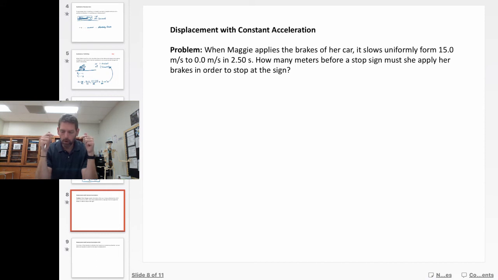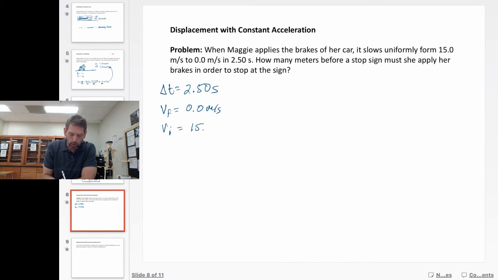It slows uniformly from, that should be from, not form. It's a typo. Sorry about that. From 15 meters per second to 0 meters per second in 2.5 seconds. All right, so delta t we've got is 2.50 seconds. And then from 15 meters per second to 0 meters per second, so it looks like the final would be 0.0 meters per second, and the initial was 15 meters per second.